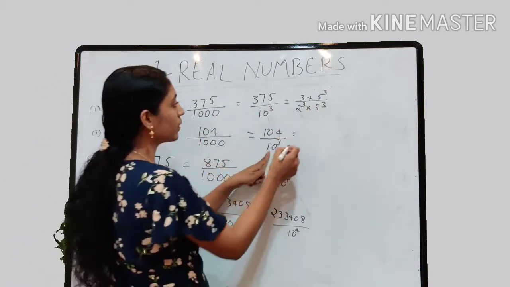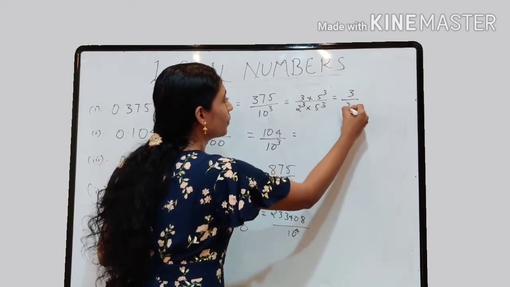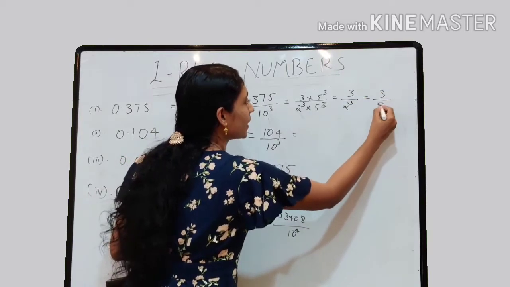So this can be expressed as 3 into 5 cube by 2 cube into 5 cube. And again here we can cancel 5 cube and 5 cube, so that we get 3 by 2 cube, which is nothing but 3 by 8, right?